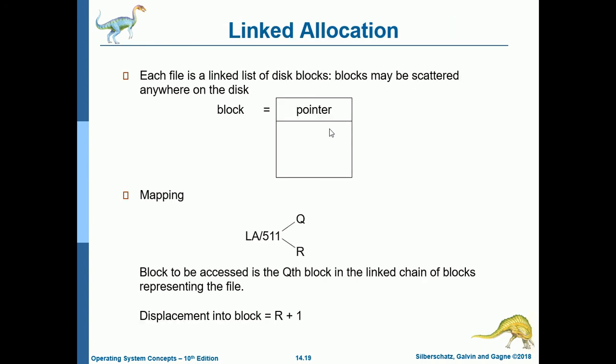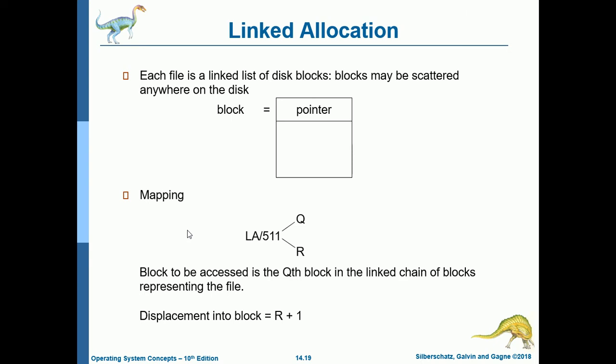For linked allocation, each file is a linked list of disk blocks. Blocks may be scattered anywhere on the disk. The block always has a pointer, and the mapping for the logical address uses 511 bytes. And then we also have the Q and R. The block to be accessed is the Qth block in the linked chain of blocks representing the file, and the displacement into the block is equal to R plus 1.